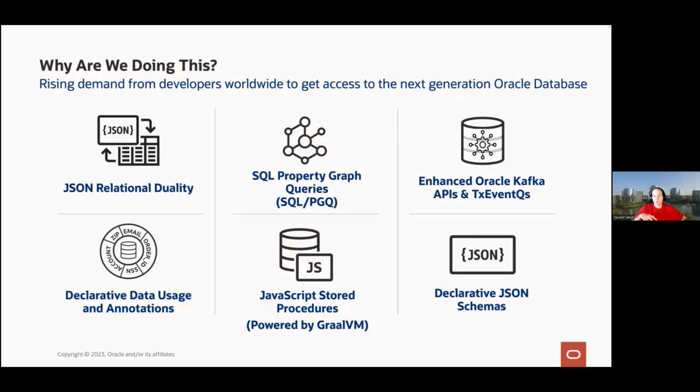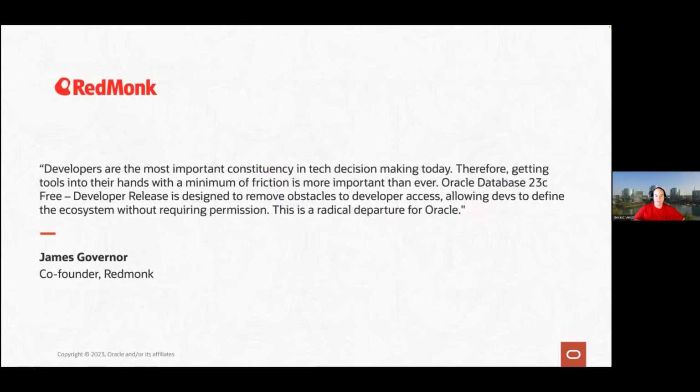There's also declarative data usage annotations. I will give you a short demo of what that looks like, especially on the domains. Then JavaScript stored procedures powered by GraalVM, also with a short demo, and declarative JSON schemas. Those are the 6 key features. You will see a lot more, but again, coming back to it, we have over 100 features in this release, many nice things that will help you build new applications.